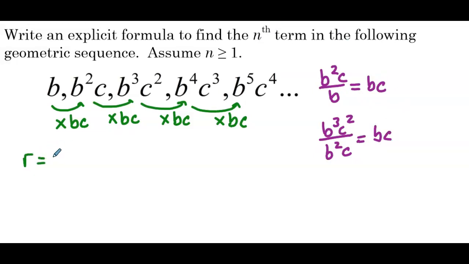So our common ratio is bc. The first term is b.